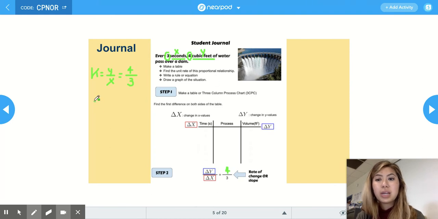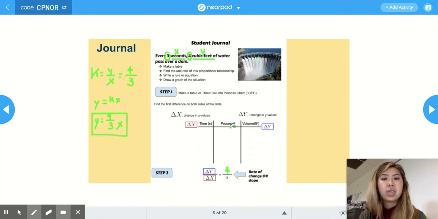And from here, I can write an equation because proportional relationships are always written in the form y is equal to k times x. So all I'm going to do is substitute the k with the value of k, which in this case is 4/3. So our equation is y is equal to 4 over 3 times x. We're going to write this equation in the middle column of the 3-column process chart. So we have 4 over 3 x, and that will be equal to our volume, or that y value.